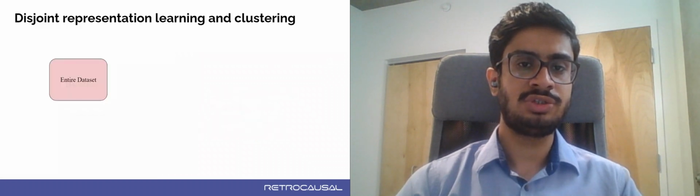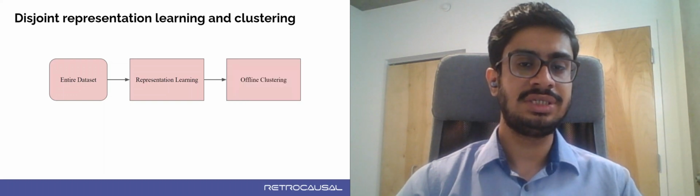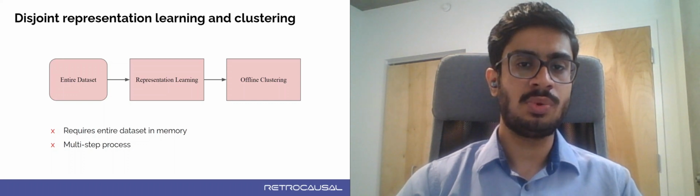Previous approaches for unsupervised activity segmentation often treat representation learning and clustering as disjoint steps. They first learn representations using a pretext task and compute the representations for the entire dataset. These representations are then passed to an offline clustering module to obtain the final activity segmentation. The downsides of such approaches are twofold. First, they require the entire dataset in memory to perform offline clustering. Second, there's no feedback between the representation learning and offline clustering modules, which may lead to incoherent clusters.